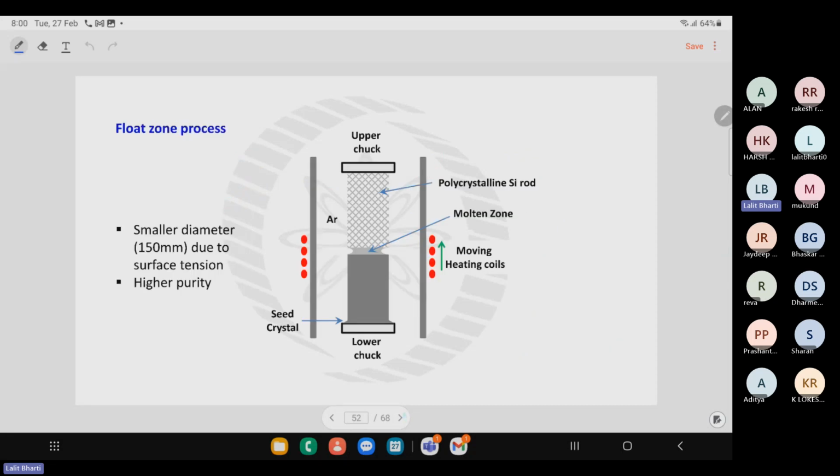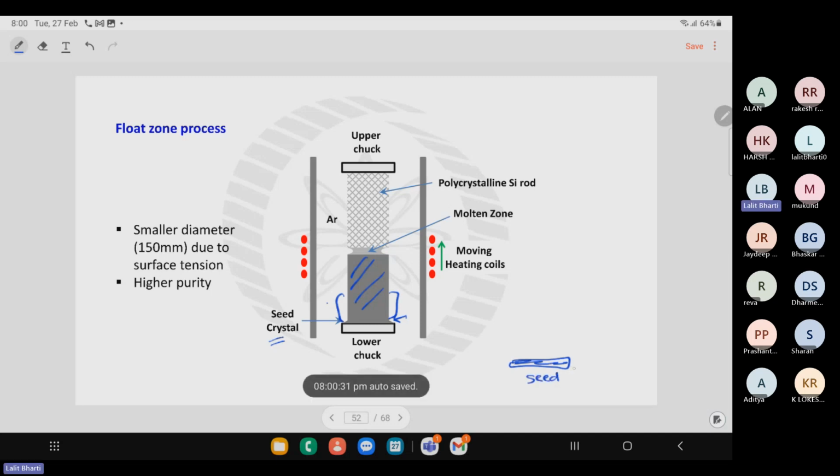A similar kind of process is the float zone process. In that, you have a seed crystal at the bottom, and you have a whole chunk of amorphous silicon. So what will happen if you heat this area, let's say this is your seed?